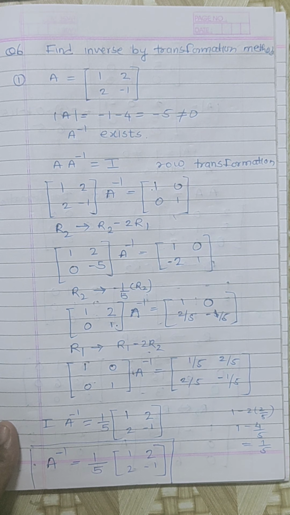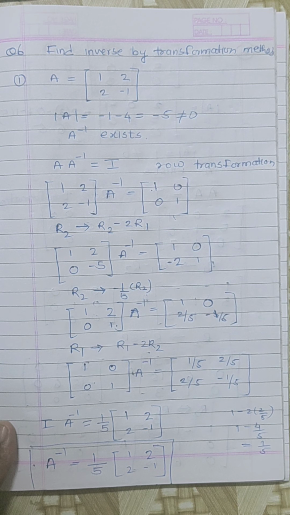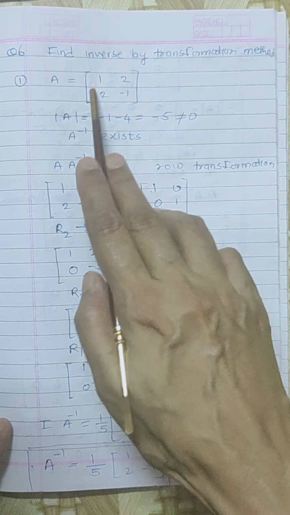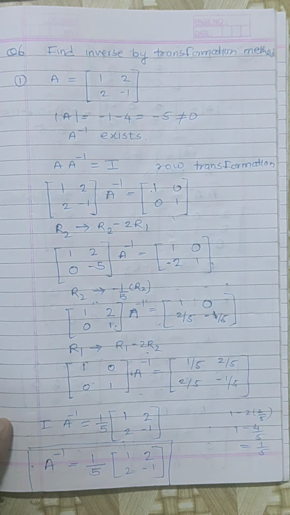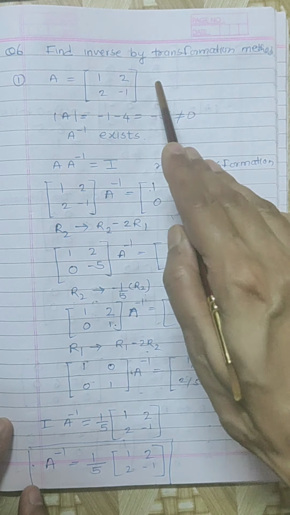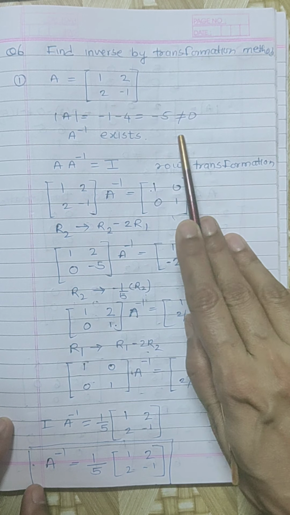Now here we will use the row transformation. So first step, A is the given matrix. First step, find the determinant of A. Solve the determinant and you will get the value minus 5. So minus 5 is not equal to 0, therefore you will write A inverse exists. This step you always have to do for finding the inverse by any method.